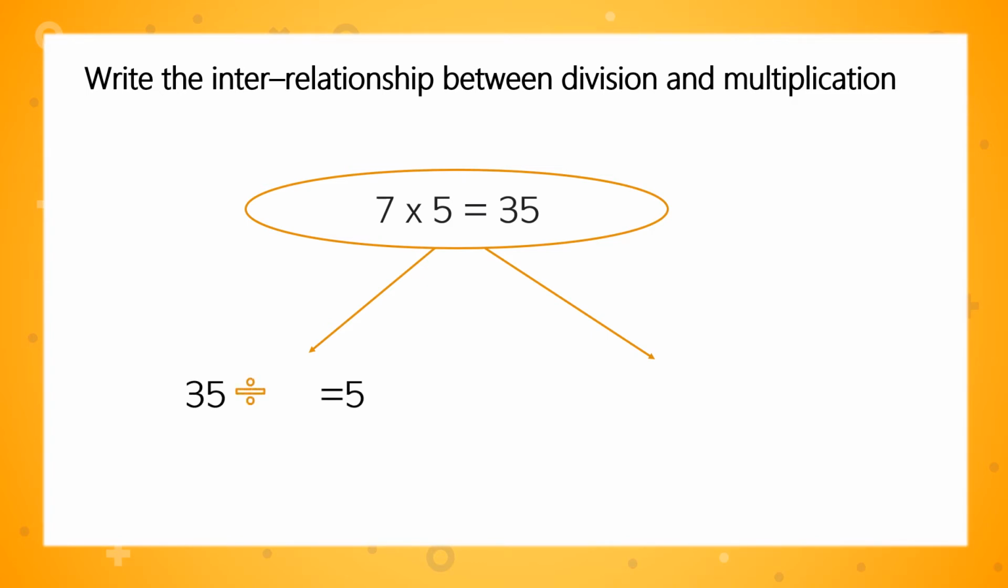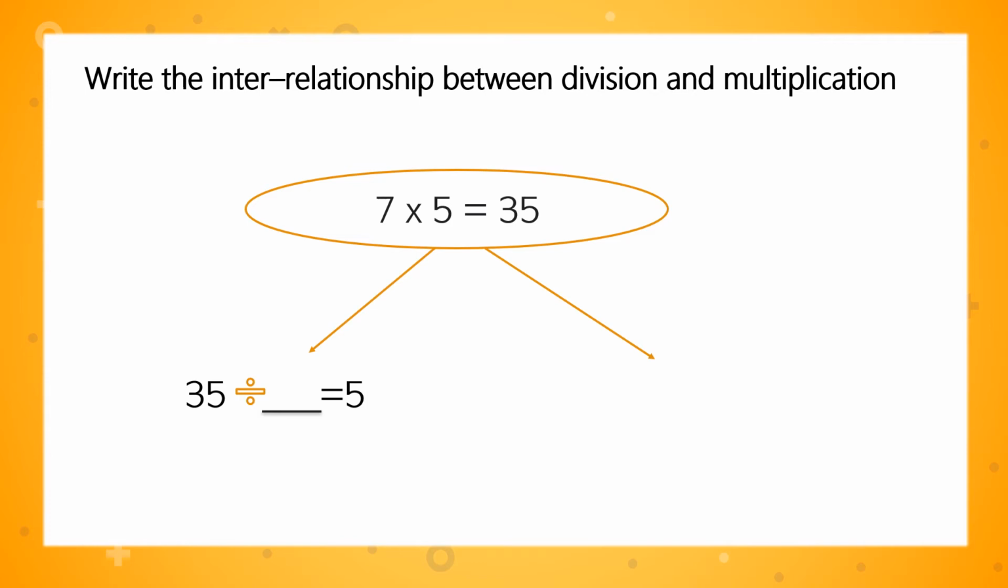So 35 divided by dash is equal to 5. So here we have the dividend and quotient. We have to find out the divisor. To find the divisor, we will say the 5 times table, that is our quotient, till we get the answer 35. So we will start the 5 times table.